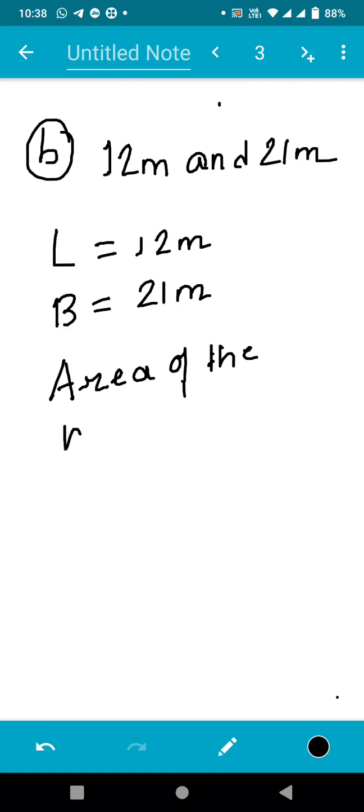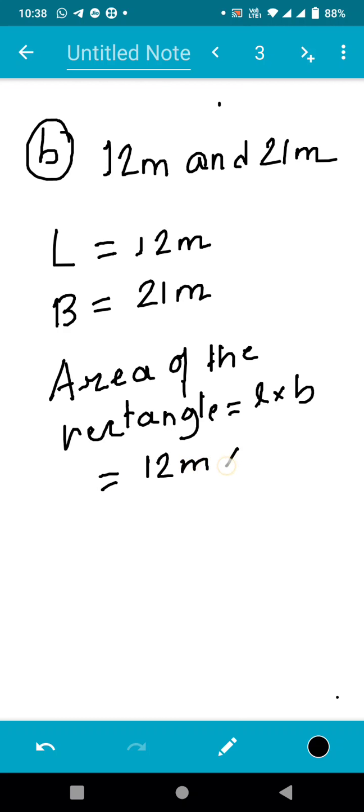Area of the rectangle would be equal to length into breadth. Now we'll put the value of length, so that means 12 meter into 21 meter. When you multiply 21 with 12, your answer would be 252. Again 2 meters are given, so you will write meter square like this. Okay, very easy. Now let's move on to sum number C.